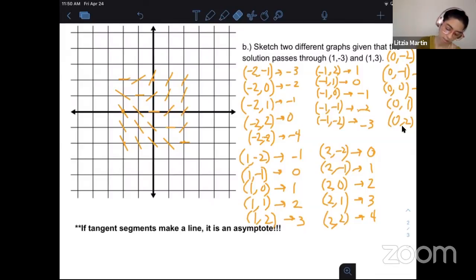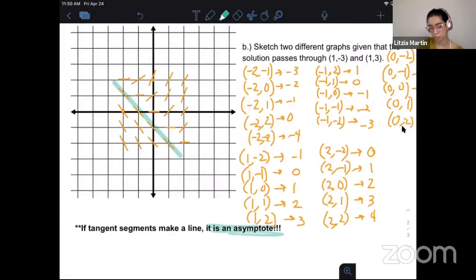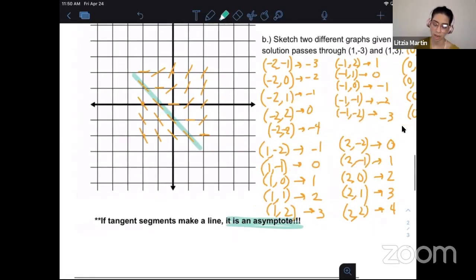Aside from this one's kind of off, it should kind of match up with all the rest of them. See how these all make one kind of straight line there? That means we've come across an asymptote. We have a straight line there, so we know that this is like a slanted asymptote. So it helps us to kind of get a picture of what's going on.